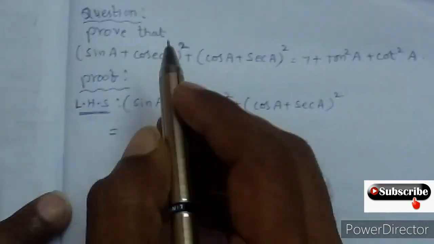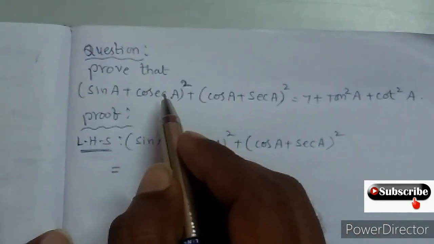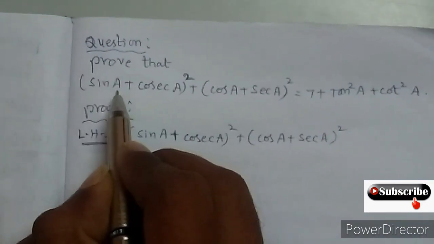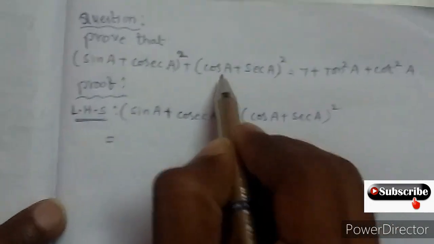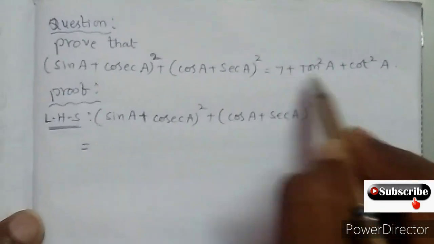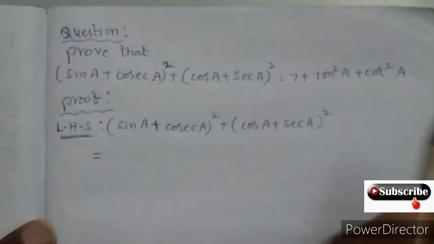So today let us solve 10th class trigonometry problem exercise 11.4 AB textbook. The question is prove that (sin A plus cosecant A) whole square plus (cos A plus secant A) whole square is equals to 7 plus tan square A plus cot square A.